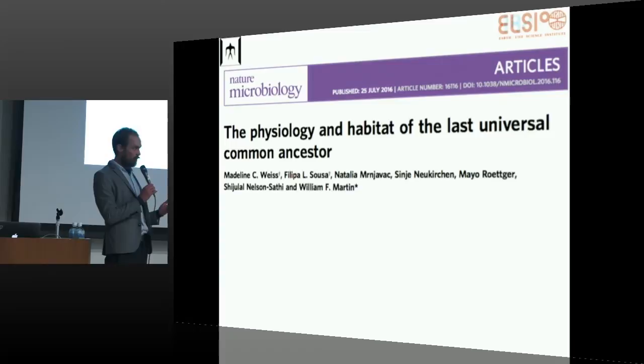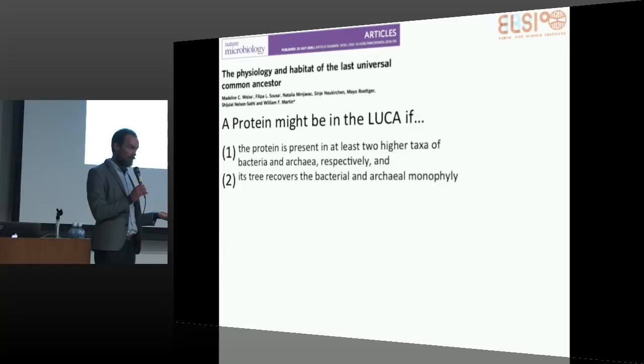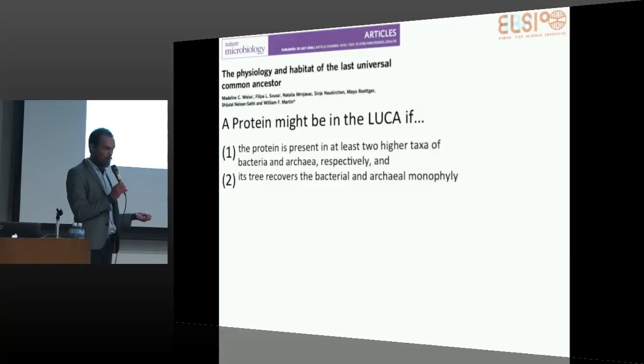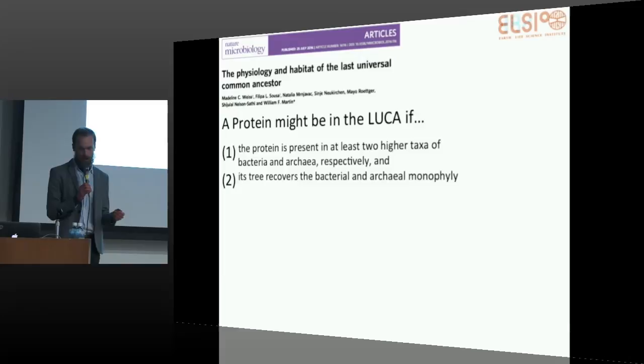Presumably there is a record contained in our genome that we can derive information from. And the way that these authors chose to do it is quite simple, and it's nice that they made it simple. They used two criteria to judge the presence of a protein or a gene in the common ancestor of archaea and bacteria. One, the protein or the gene should be present in at least two higher taxonomic groups, and I'll describe what that means in a second, of each bacteria and archaea.